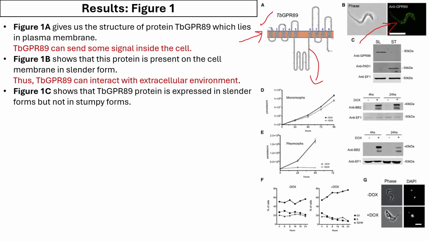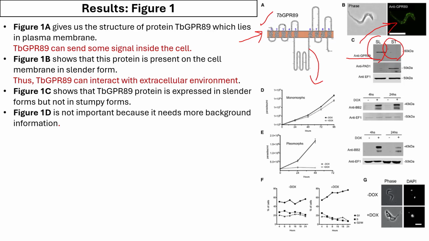Then in figure 1c, scientists have shown that GPR89 is expressed in the slender form, but not in the stumpy form. Because theoretically, this protein is involved in differentiation of slender into stumpy. So once it has differentiated into stumpy, its function is no longer required. So that's why the cell starts to lower the expression of GPR89 in the stumpy form, or completely eliminates the expression of GPR89 in the stumpy form because it's not needed anymore.